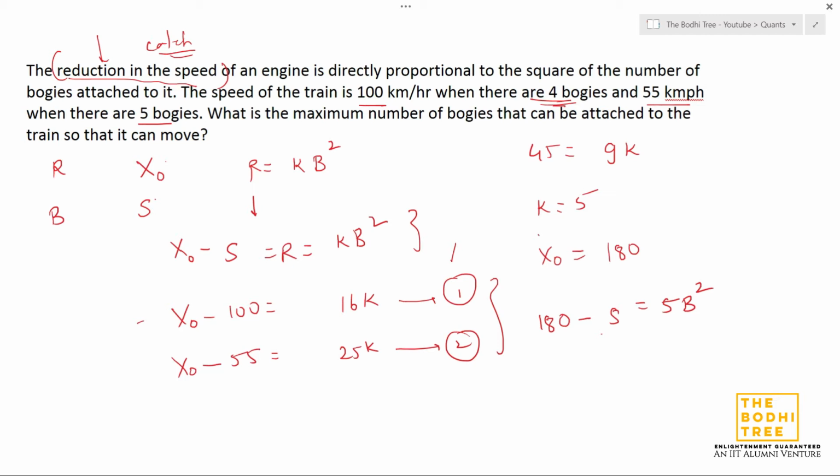So let's see, if I put s as 0, let's assume that when we are attaching b number of bogies to that engine, it's stationary, it's not able to move. Let's assume that s is 0. So what do we get? 5 3s are 15, 5 6s are 30, equal to b square. So I get b is equal to 6. So when I am attaching 6 bogies to that engine, what do I get?